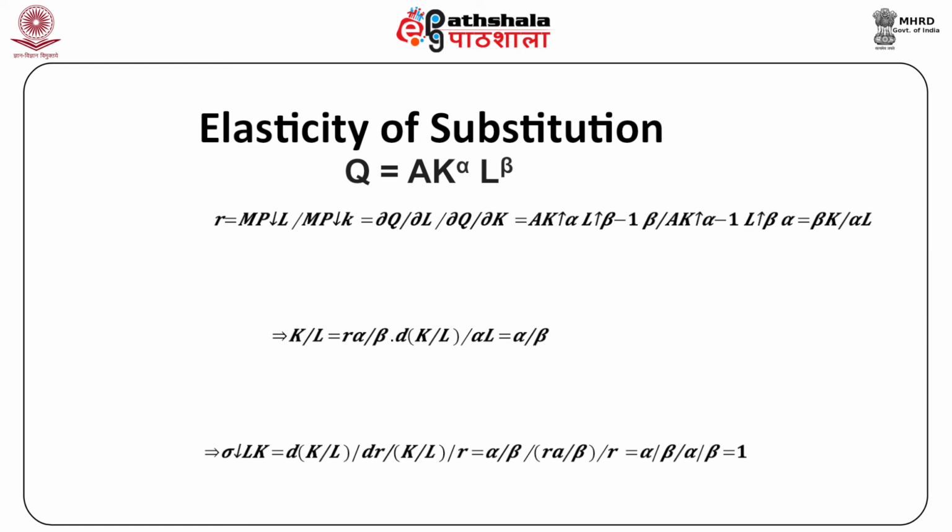Q = A K^alpha L^beta. R = MPL/MPK = (del Q/del L) over (del Q/del K) = A K^alpha L^(beta-1) beta over A K^(alpha-1) L^beta alpha, which is equal to beta K divided by alpha L. This implies K/L = R alpha/beta, so d(K/L)/dR = alpha/beta, which implies sigma LK = [d(K/L)/(K/L)] divided by [dR/R] = 1.